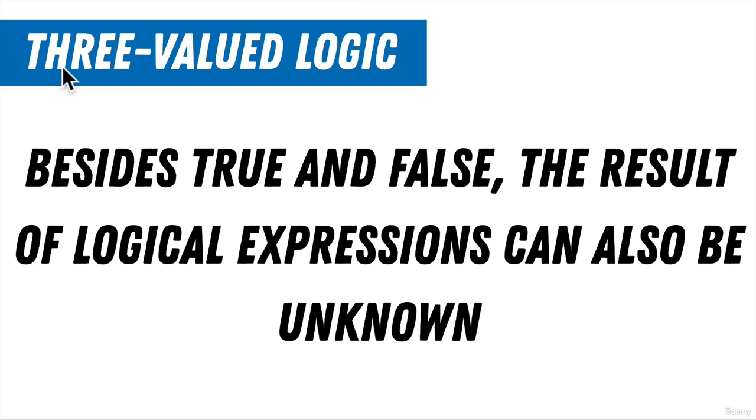Now, we also just learned about null and how null can throw a wrench into all of this, because null is not equal to null. Well, in SQL, we have something special called three-valued logic. Now, what is that, you ask? Well, besides true and false, the result of logical expressions can also be unknown. It can be null. That's what we call three-valued logic.